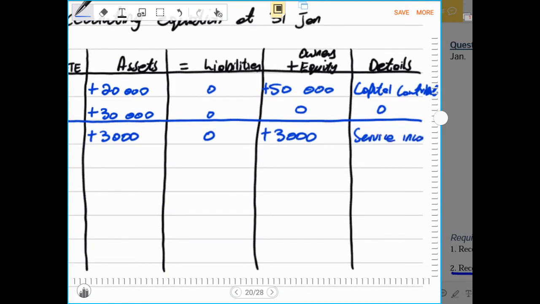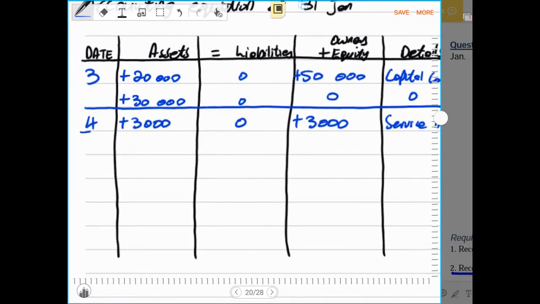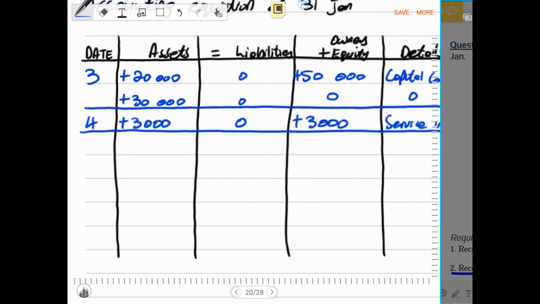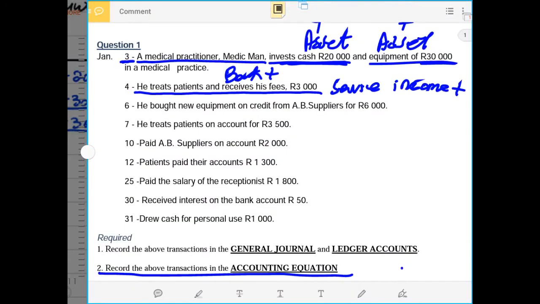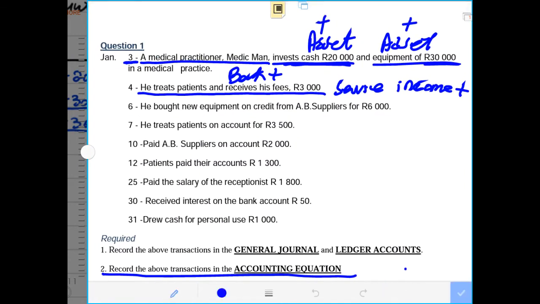Whenever an entry affects the owner's equity, you must write something under the details. Therefore, now we have owner's equity, and under details, we write that as service income. And the next entry is the entry that is on the 6th day of the month of January. That says he bought new equipment on credit from AP suppliers for 6,000 rands.